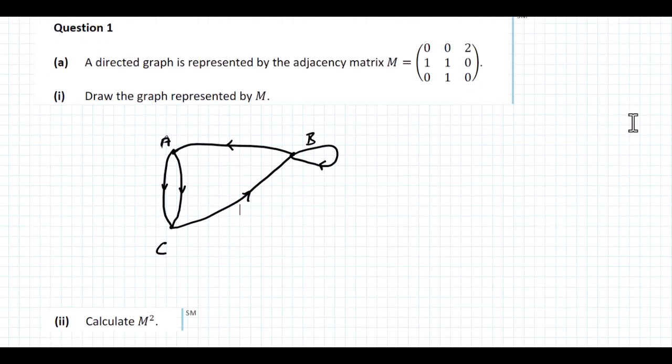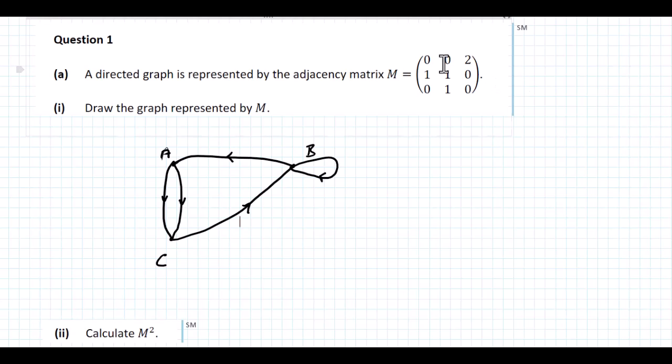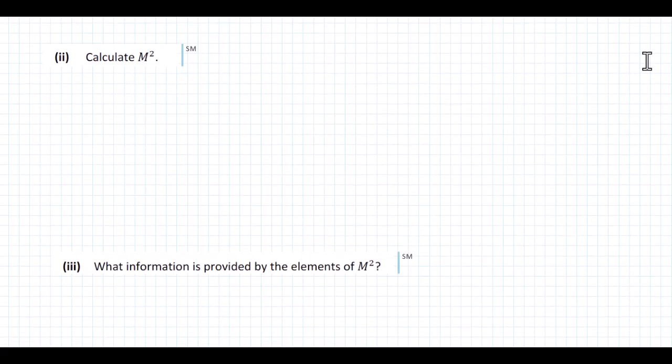Okay, so the next thing we've got to do is calculate m squared. So we've got to take this matrix here and we've got to square it. So let's do that. So our matrix is 0, 1, 0, 0, 1, 1, and then we've got 2, 0, 0 here as well. So let's just multiply that by itself.